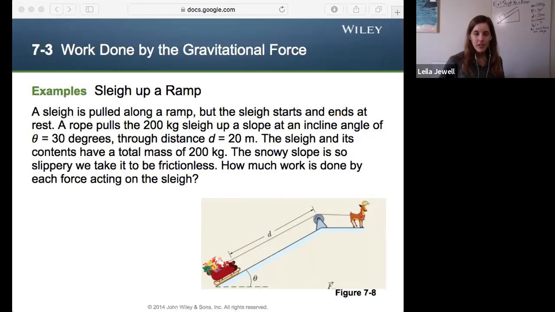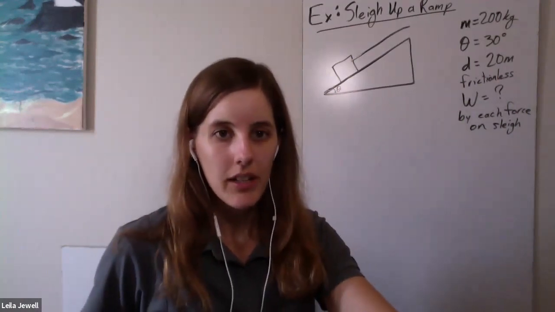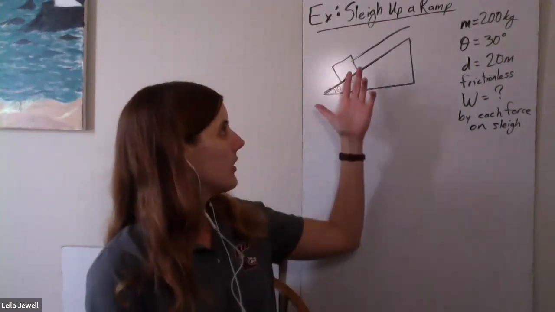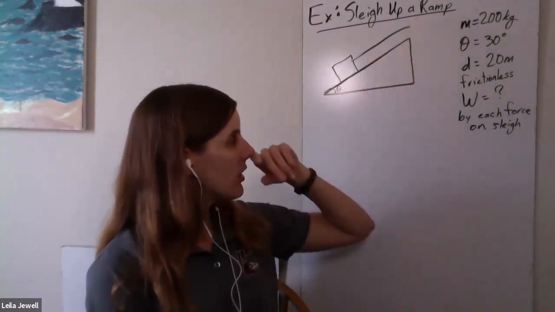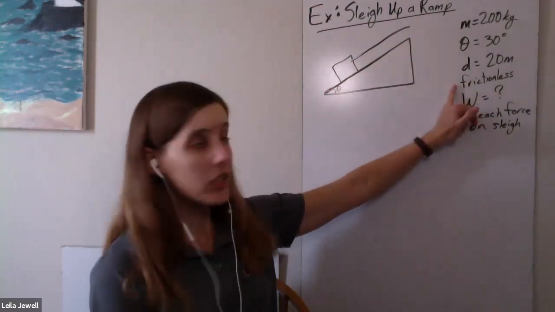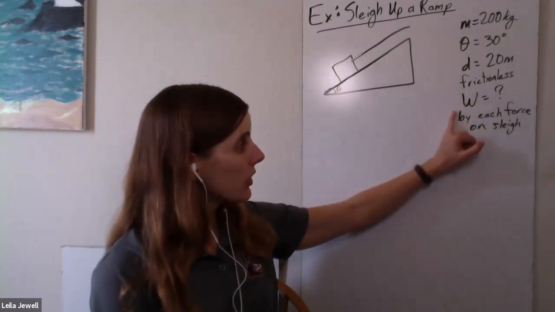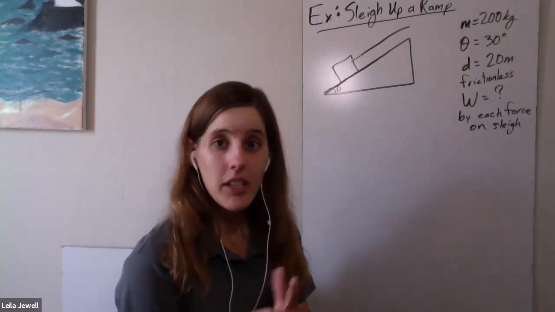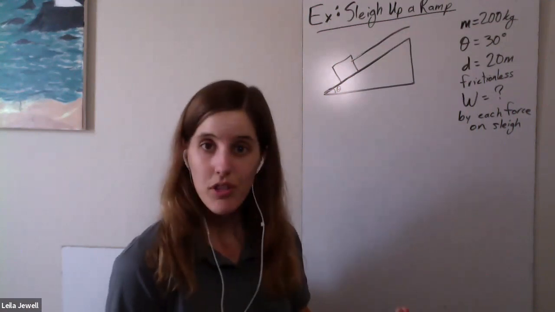Right, so to take a look at this, we can note that we have a sleigh. I started trying to draw it, sketch it out. My sleigh is not very detailed, right? Sleigh that's being pulled up this ramp. We know the mass, the angle, the total displacement it goes, that it's frictionless, which is really handy. That gives us a clue about the forces. We want to find the work done by each force acting on the sleigh. So that gives us a clue that we're going to need to figure out what forces are acting on the sleigh, right? So what forces do we have?